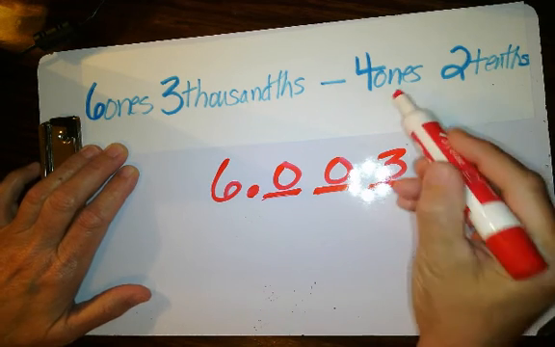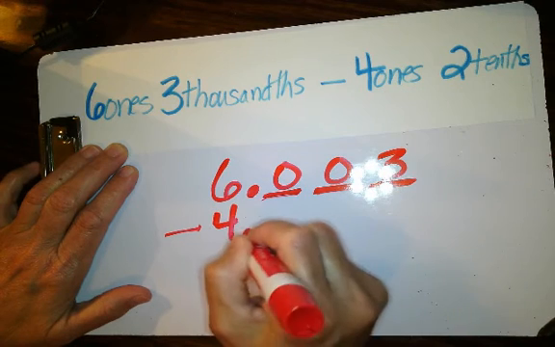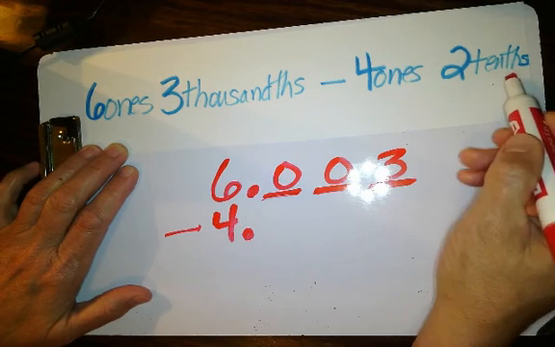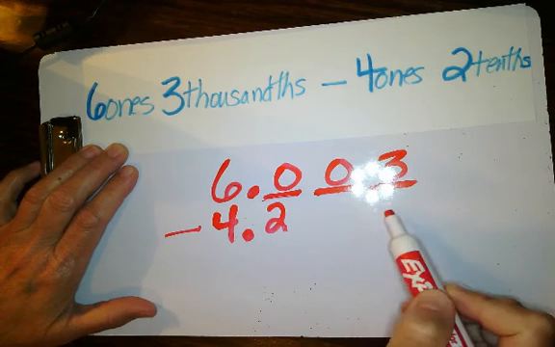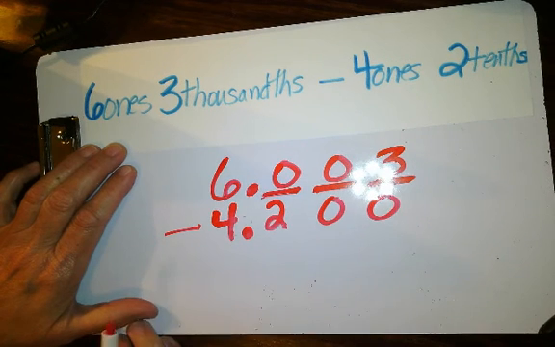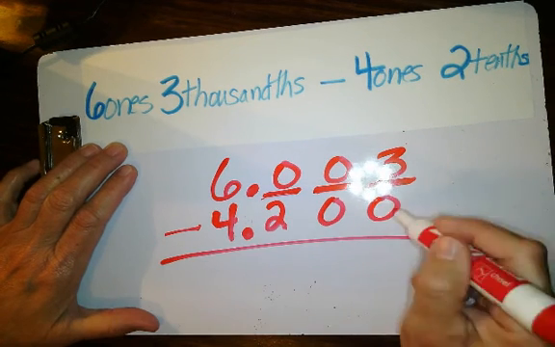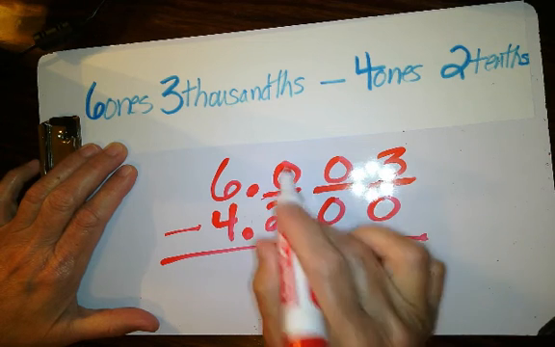the hundredths place. Now I'm going to subtract 4 ones, put my decimal, and 2 tenths. I will put a 2 in the tenths place. I don't have digits in these 2 places. I can leave that blank, or I can add a 0 as a placeholder. 3 minus 0 is 3. 0 minus 0 is 0.